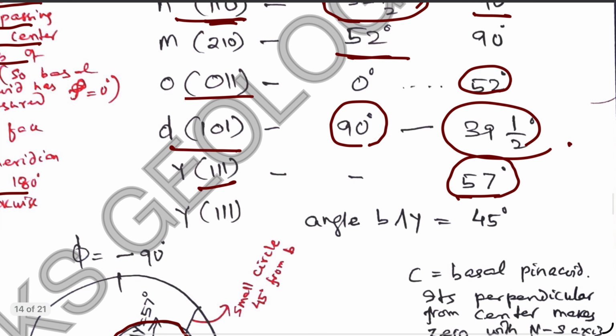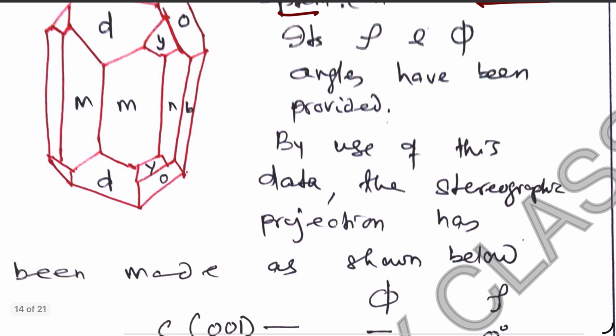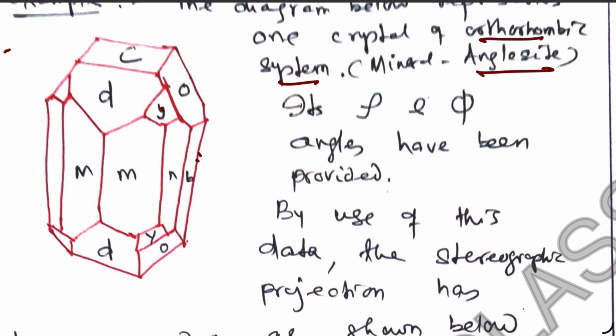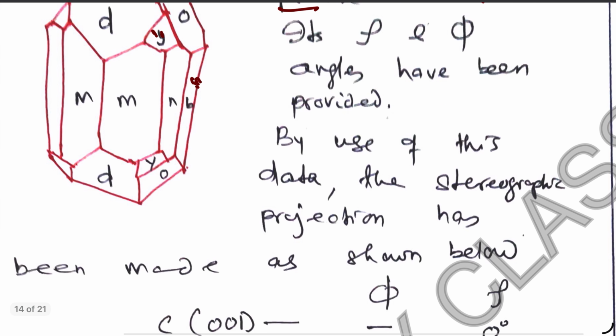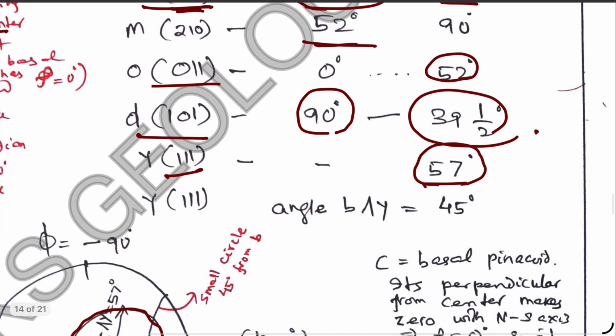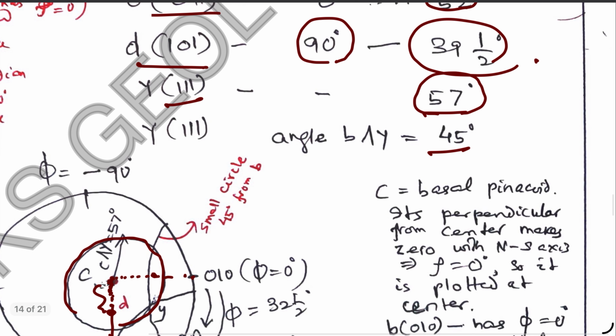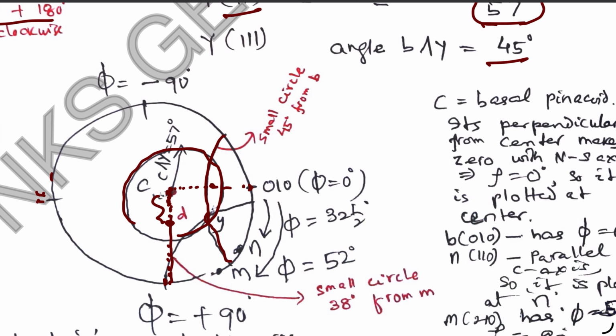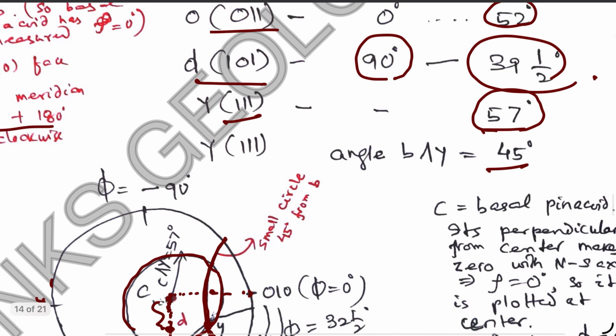If we take into account B versus Y, it is 45 degree. So keeping B at the center, we draw a 45 degree circle. We draw the circle by making use of the Wulff net, 45 degree. So the face will either be here or here. So we take another reference.